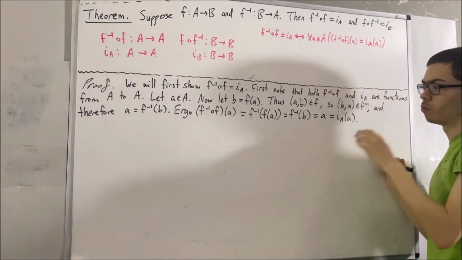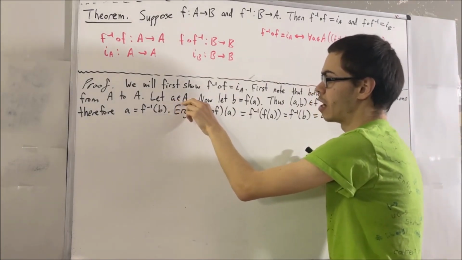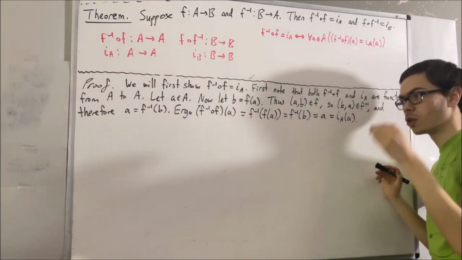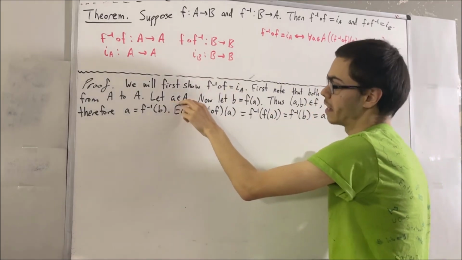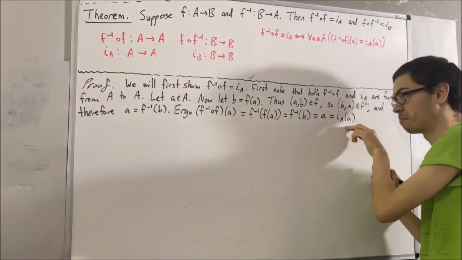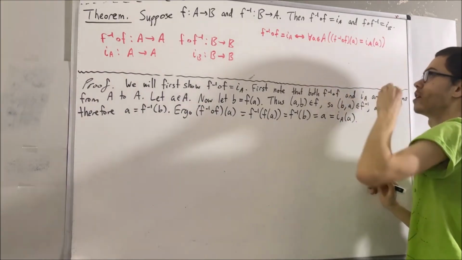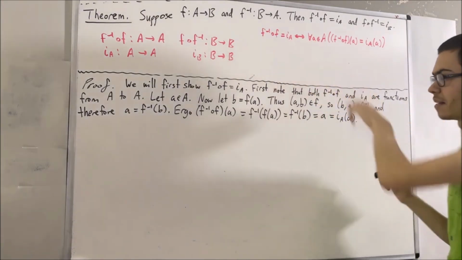So, putting this together, we started with an arbitrary element a in A, and we deduced that this is equal to this. So really, since a was arbitrary, this means for every element a in A, this is equal to this, which means we've proven precisely this statement. In other words, we've proven that f inverse compose f is equal to the identity relation on A.